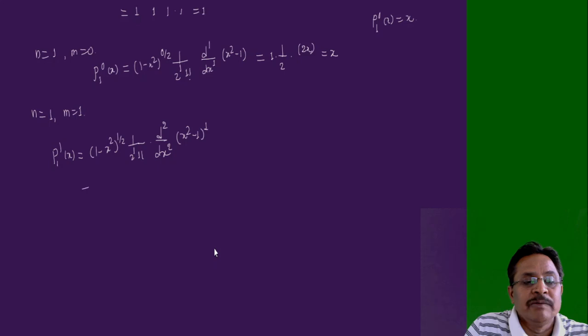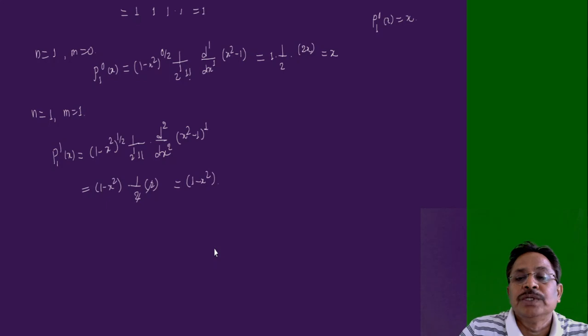So solving this, I'll get 1 minus x square raised to 1 upon 2, and then getting this differential, d square upon dx square of the bracket x square minus 1. Just like here, d by dx is twice x, and its differential is simply equal to twice. So the 2 will get cancelled and we get 1 minus x square. So this P11 of x is equal to 1 minus x square.